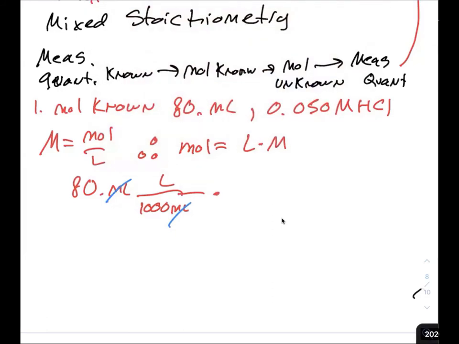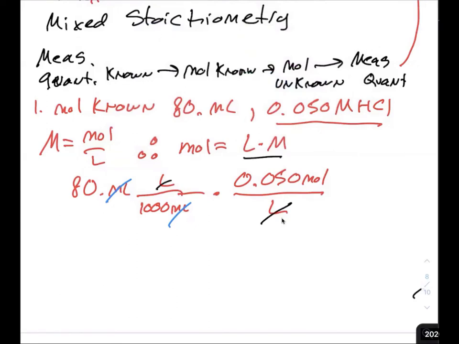Instead of 0.050 molar, I'm going to convert it to 0.050 moles per liter. Why did I do that? So the liters will cancel. But I'm still doing the same operation, concentration times volume. That gives me 0.0040 moles of HCl, with 2 sig figs. So I just did step 1. I went from quantity of known to moles of known.